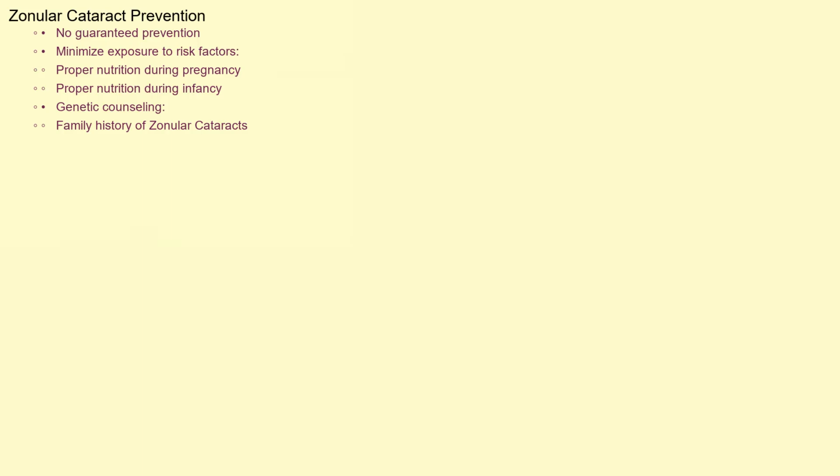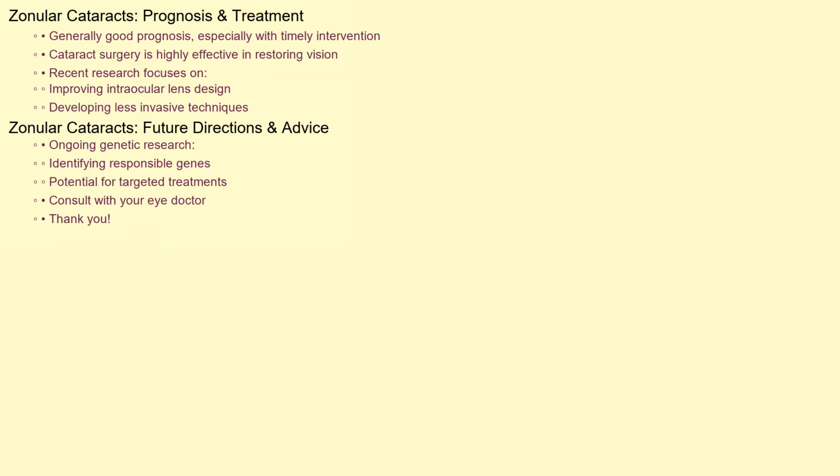While there's no guaranteed way to prevent zonular cataracts, especially those caused by genetic factors, minimizing exposure to risk factors can be helpful. This includes ensuring proper nutrition during pregnancy and infancy. For individuals with a family history of zonular cataracts, genetic counseling may be beneficial. The prognosis for individuals with zonular cataracts is generally good, especially with timely intervention. Cataract surgery is highly effective in restoring vision.